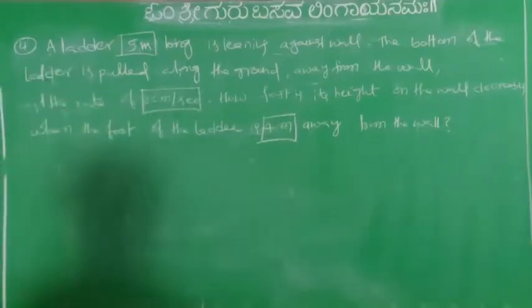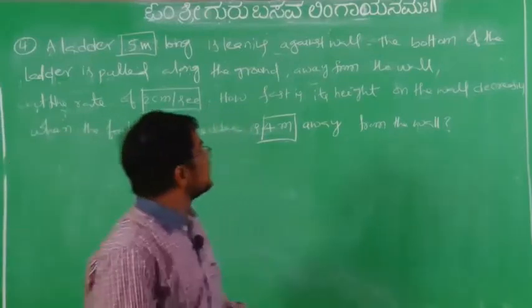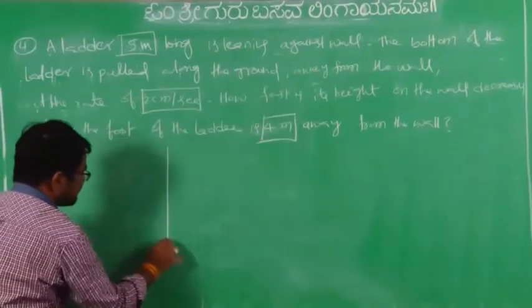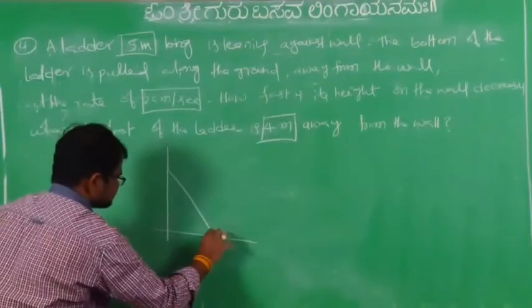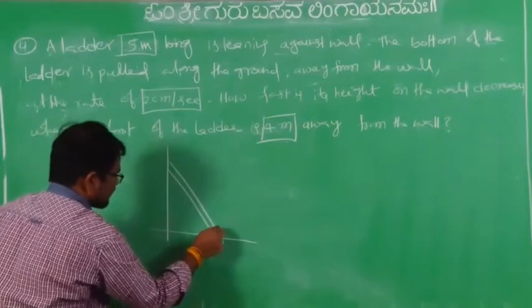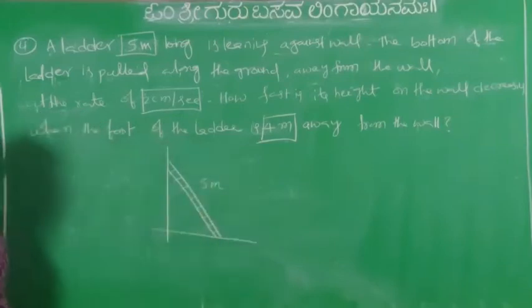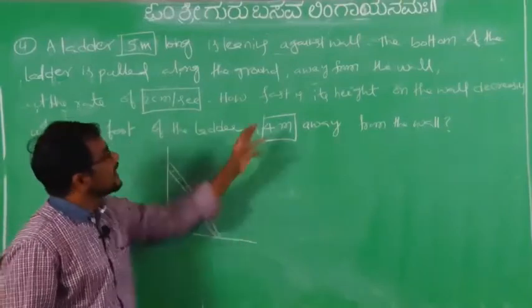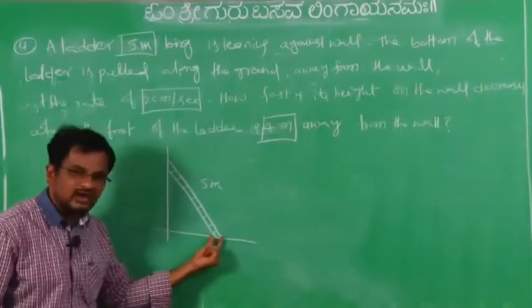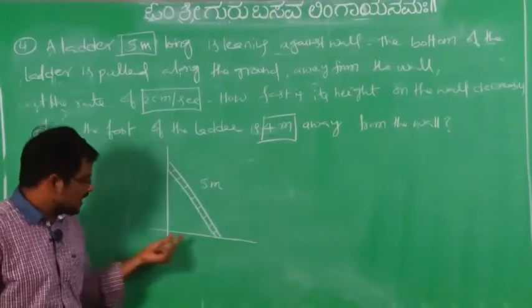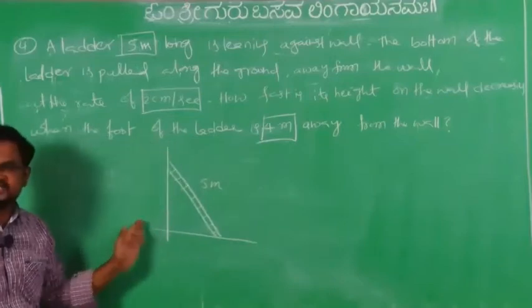Once you read the question, a ladder is leaning against the wall, means suppose if you take like this, five meters they given, right? The bottom of the ladder is pulled along the ground away from the wall, means the bottom of the ladder is what? Pulled along the ground away from the wall. This is wall, this is ground.